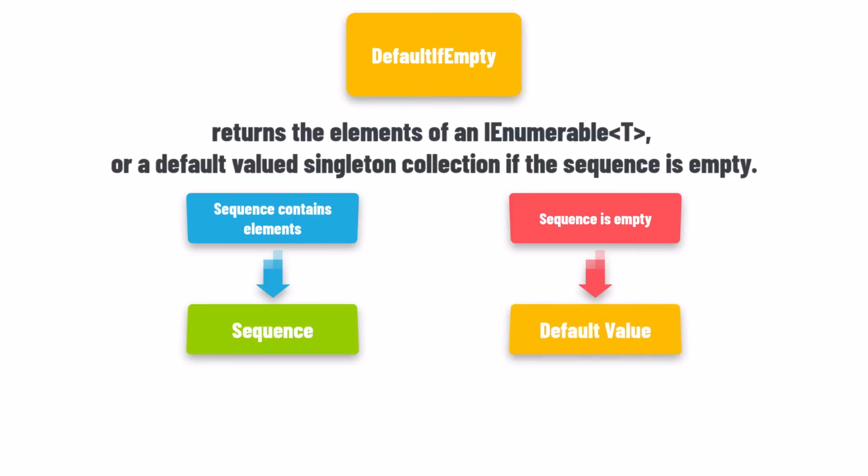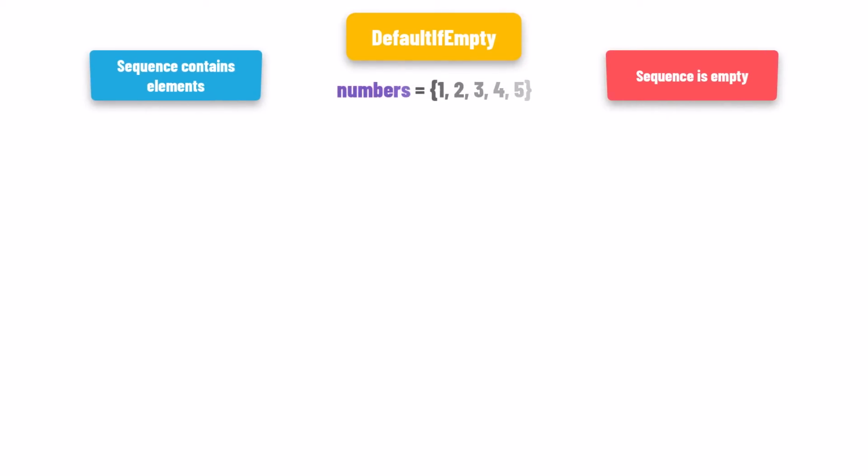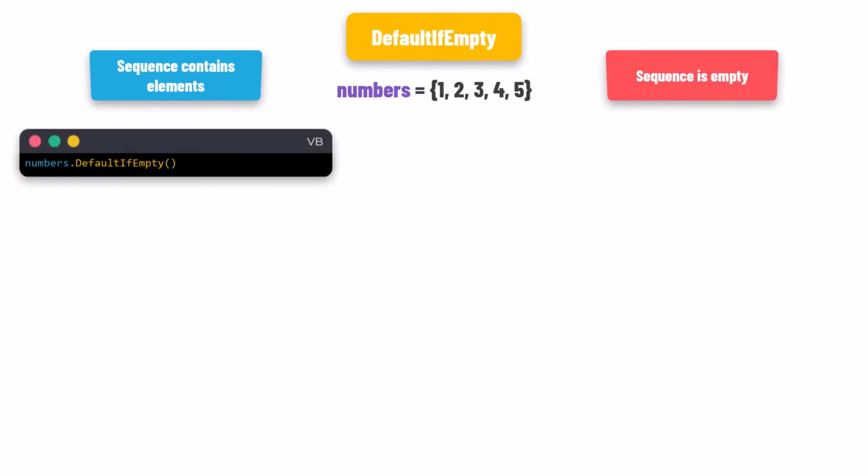Let's check the following example to understand it better. Suppose I have the following integer array that contains the following numbers. Using the array variable with the DefaultIfEmpty method, I will get the following result, which is exactly the same sequence I had as input. So, the output is a sequence, not only one element.